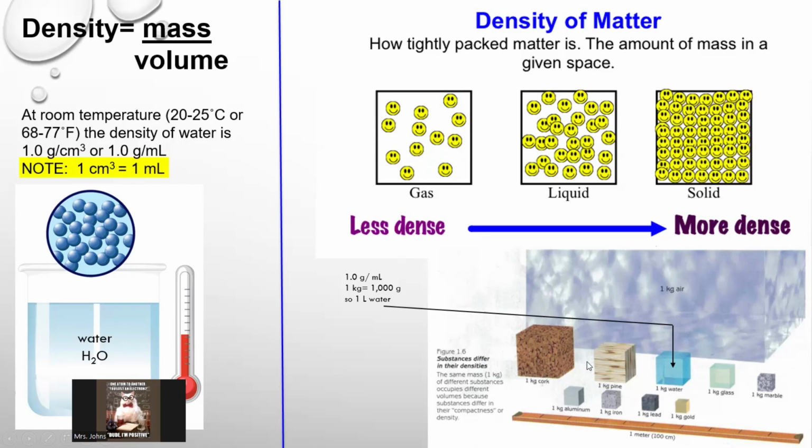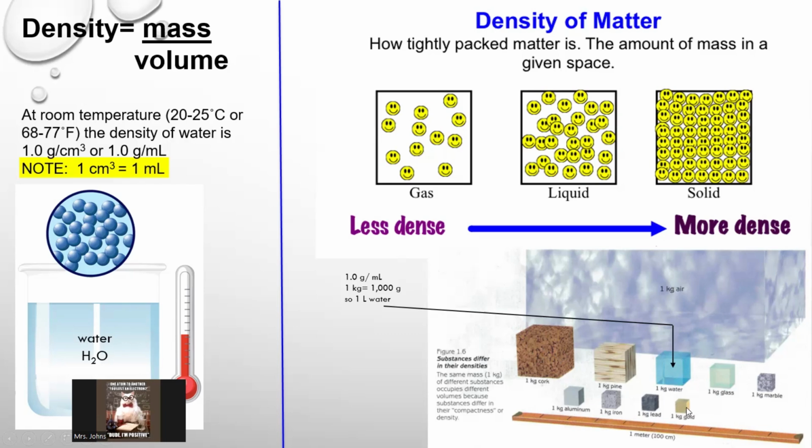Now here's a bunch of different substances. This is figure 1.6 in your book, and it shows all of these things whose mass is exactly the same. They're equal masses or equal weights of these items. So we have 1 kilogram of air, 1 kilogram of cork, a kilogram of pine wood, a kilogram of water, glass, marble, aluminum, iron, lead, and gold. Okay, but they're all different sizes.